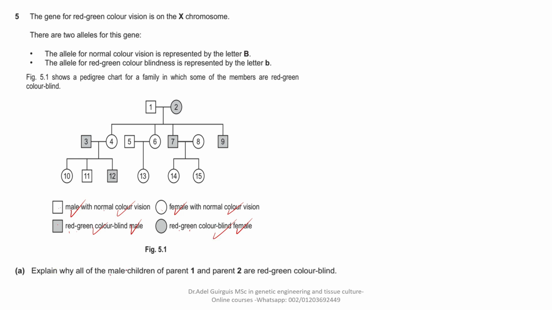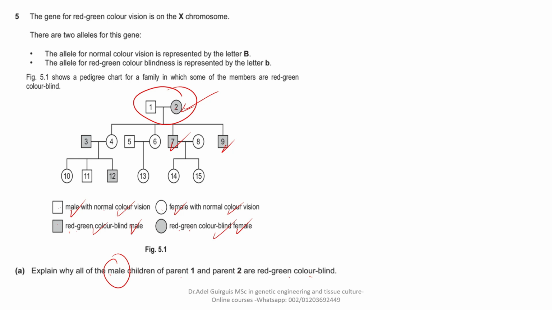Explain why all the male children of parents 1 and 2 are red-green color blind. These male children, number 7 and number 9, are red-green color blind. Why? Look at their parents. Here their mother is a shaded circle. What does it represent? Homozygous color blind.